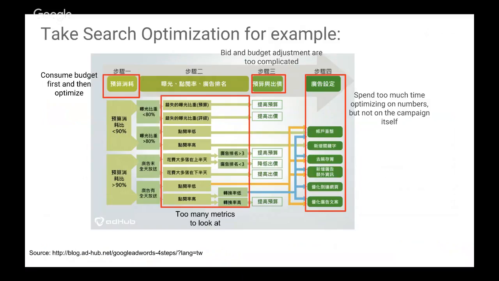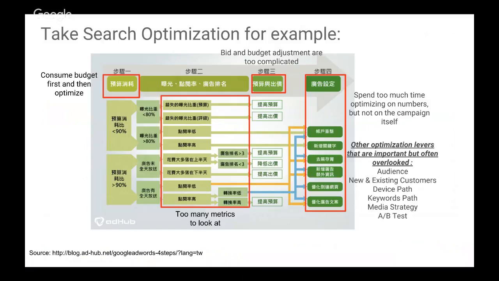So when you are optimizing the campaign, you look at all these metrics and you change bid adjustments and budget, but you don't really look at the campaign from a strategic perspective. Whether the creative is working for the client, whether these are the audiences the client intended to target, whether the landing page is optimized, whether the creative copy is optimized. We have seen that quite a lot of account managers at the agency side pay attention to those numbers too closely and overlook other important optimization levers, including audience and device path.